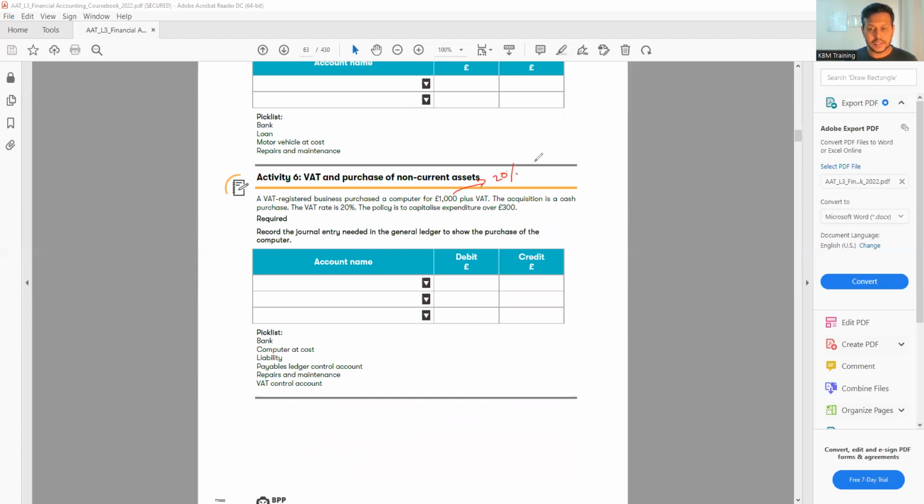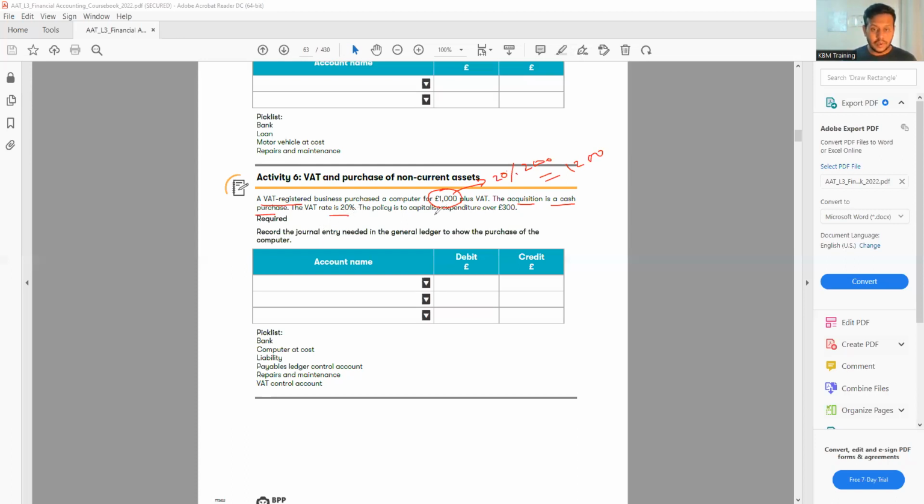That is 200. So it will be total 1,200. Total I have to pay to the supplier 1,200. But even though I'm paying 1,200, my actual cost is 1,000 because I'm VAT registered. VAT is not the cost for me. The acquisition is a cash purchase, and the VAT rate is 20%.